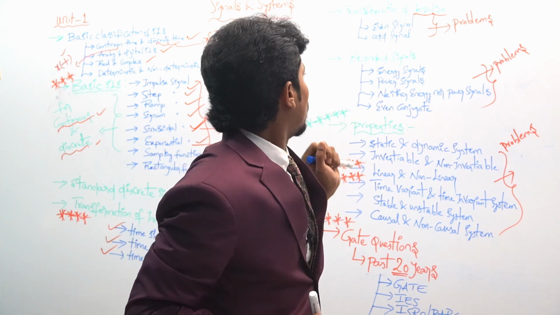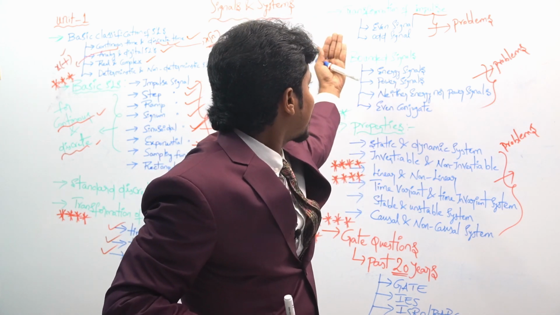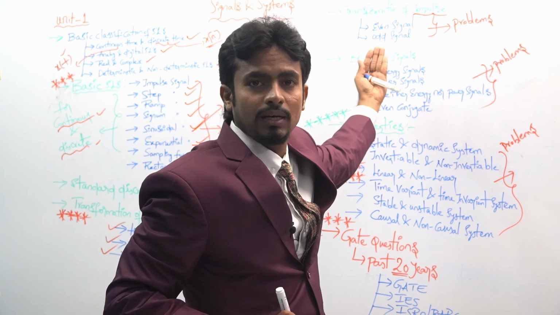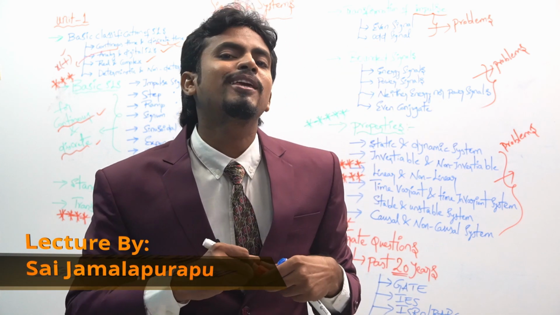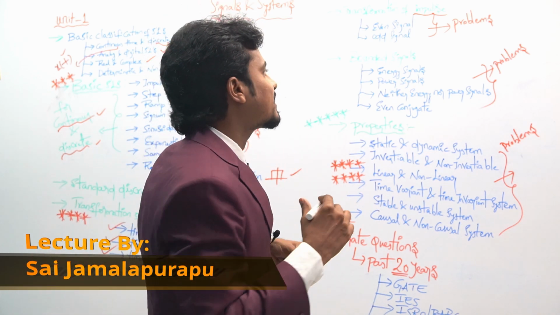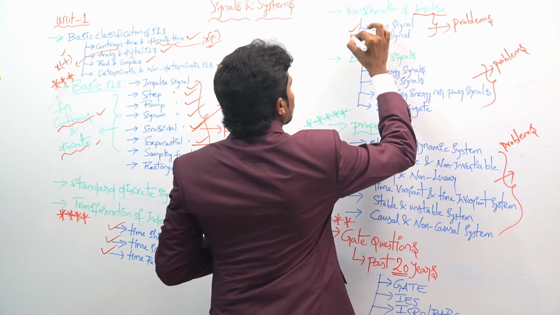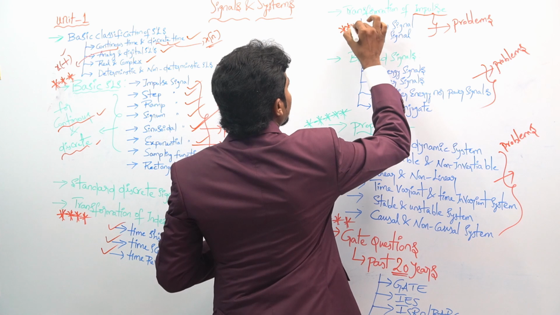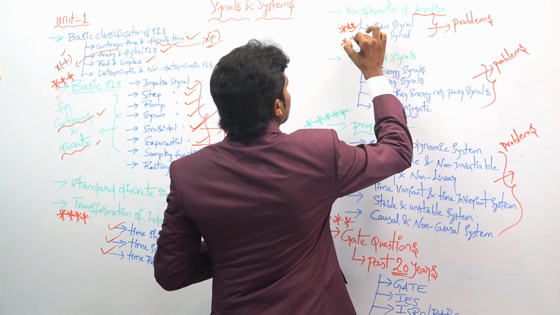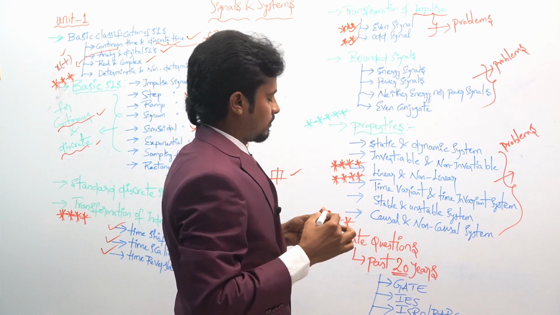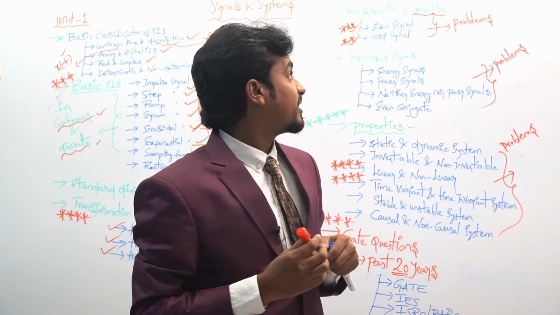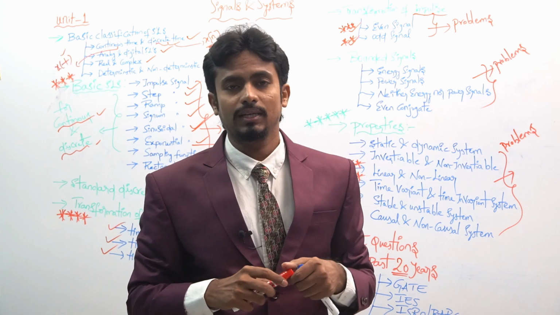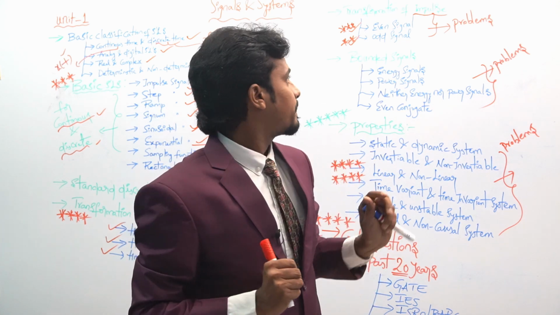Okay. In the transformation of impulse signals, we will get to know what is meant by even signals and what is meant by odd signals. These concepts are also important. And we will try to solve some problems based on this transformation of impulse signal, and then we will close that session.